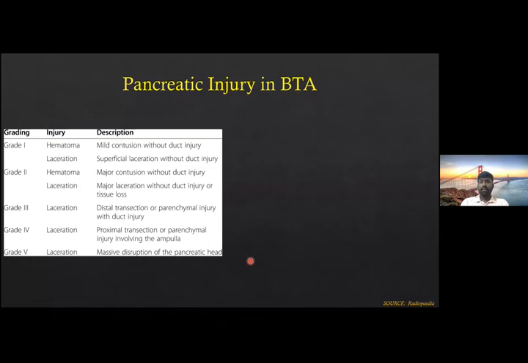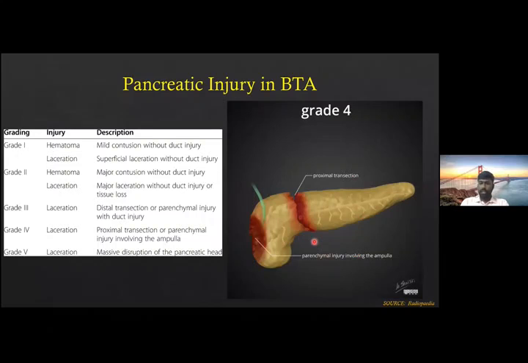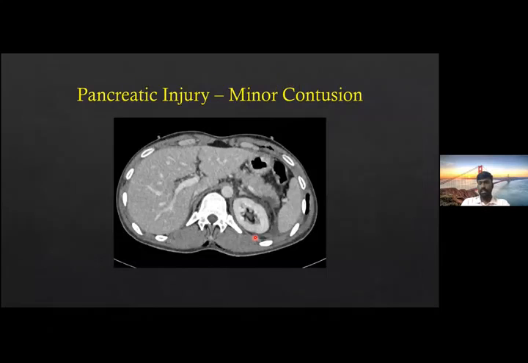So this is the AAST grading for pancreatic trauma, with mild contusion and minor lacerations without duct injury being grade 1, and major contusions or major lacerations without extension to the duct being grade 2. Grade 3 injuries are those with ductal injuries or distal transection. Proximal transection and parenchymal injury involving the ampulla amount to grade 4. And grade 5 injury is severe disruption of the pancreatic head. Now we'll see a few cases.